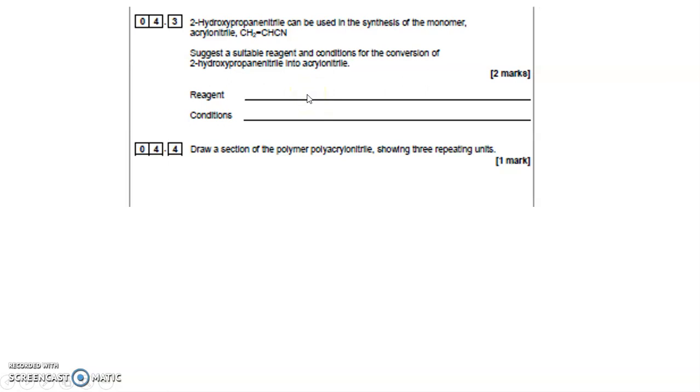You're going to have to heat that up, so you're going to have to reflux it. You need about 170 degrees C, but as long as you put heat, then that will get you the mark. So concentrated sulfuric acid and heat, you need to reflux it. Draw a section of the polymer polyacrylonitrile showing 3 repeating units.